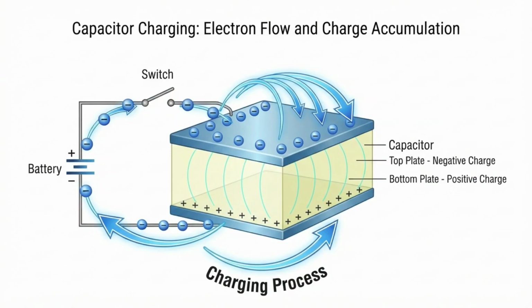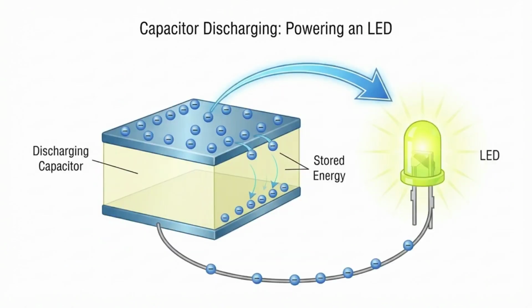When the battery is removed and a load, such as an LED, is connected, the capacitor begins to discharge. The stored electrical energy flows through the external circuit, lighting the LED. As the stored charge decreases, the capacitor voltage gradually falls until it becomes completely discharged.